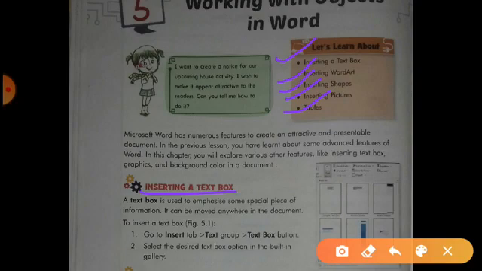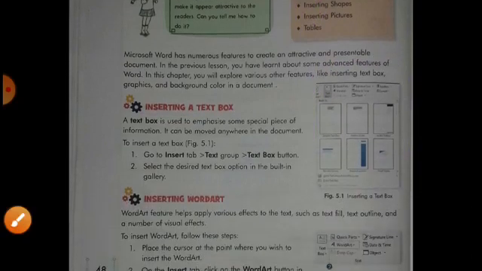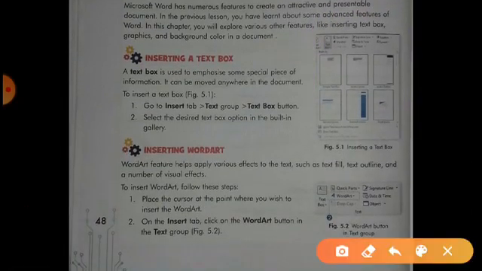Okay students, step 2 is select the desired text box option in the built-in gallery. You can see here, this is the built-in gallery. You have to select any one of them and then you have to type your text. Okay, now the next topic is inserting word art.